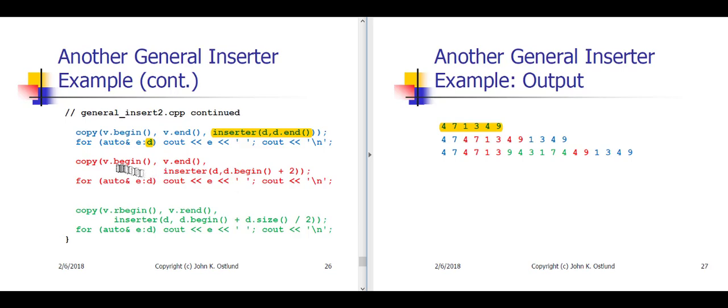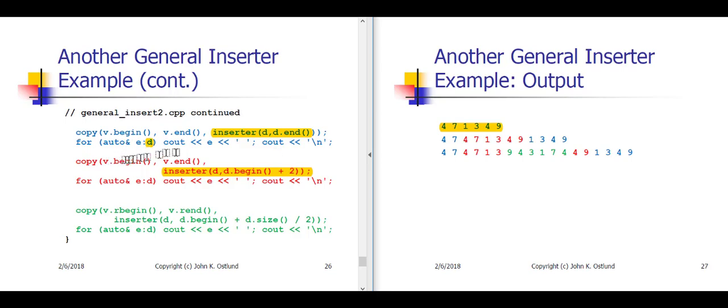But in this next copy algorithm, the copy algorithm in red, notice that we're setting up our inserter again for the D deque, but instead of inserting right at the beginning, we're inserting at the beginning plus 2. Now, a deque has random access iterators, so it's perfectly legal to take an iterator, d.begin, and add an integer offset to that. So this is going to end up inserting not ahead of the first element in the deque, but instead ahead of the third element in the deque.